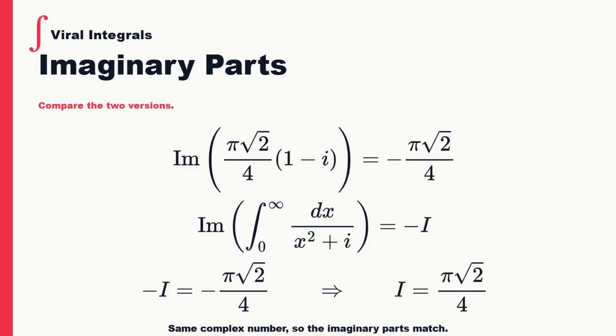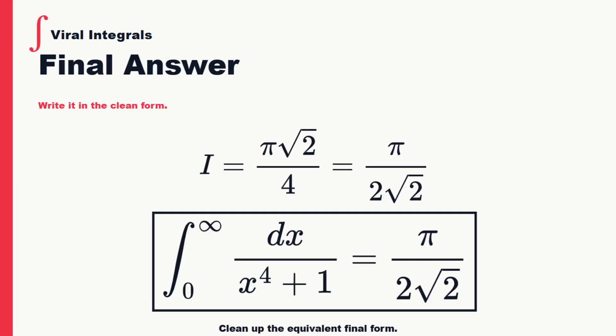Compare the imaginary parts from the two versions of the same integral. The template result has imaginary part negative pi root 2 over 4, and the written integral has imaginary part negative I. The negatives match, so I equals pi root 2 over 4. That is the same as pi over 2 root 2, which is the final value of the original integral.